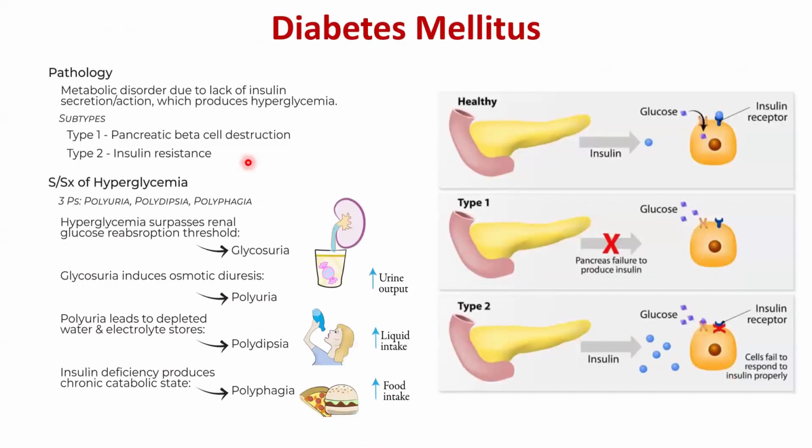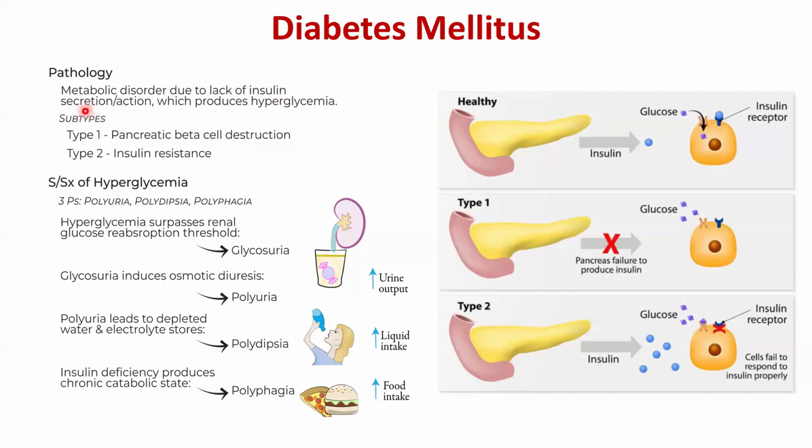And we need to understand that diabetes mellitus is actually a pathology, a metabolic disorder due to lack of insulin or deficiency of insulin secretion, or maybe it's not acting well, which produces hyperglycemia. So if you have increased levels of glucose because it's not being broken down in the tissues, the person will have hyperglycemia.